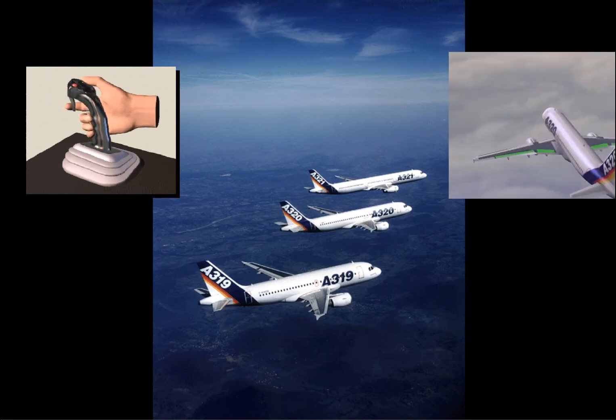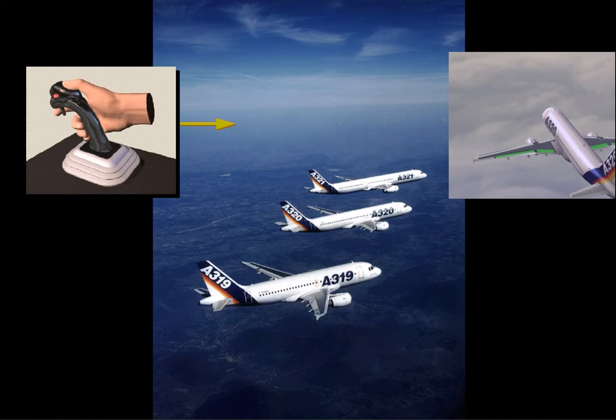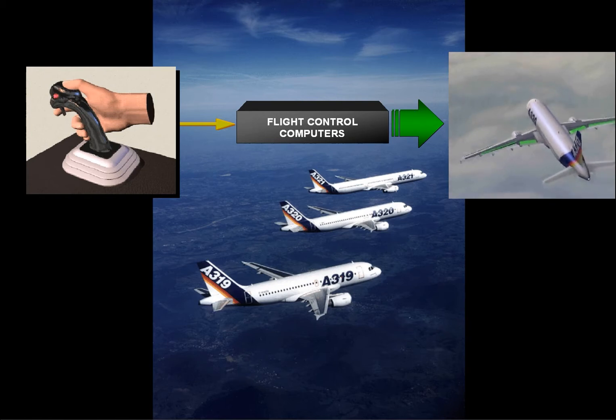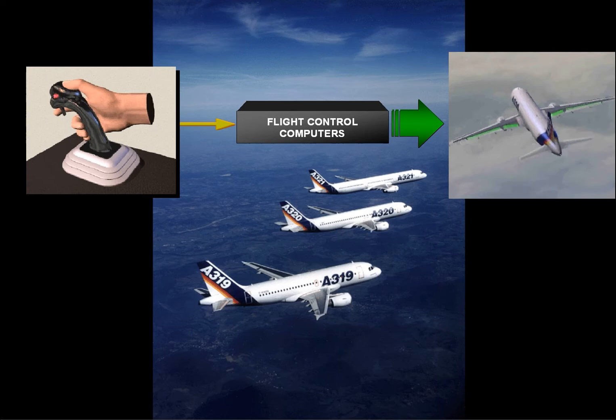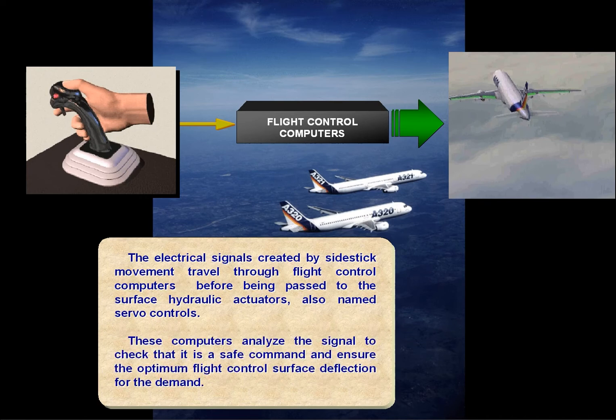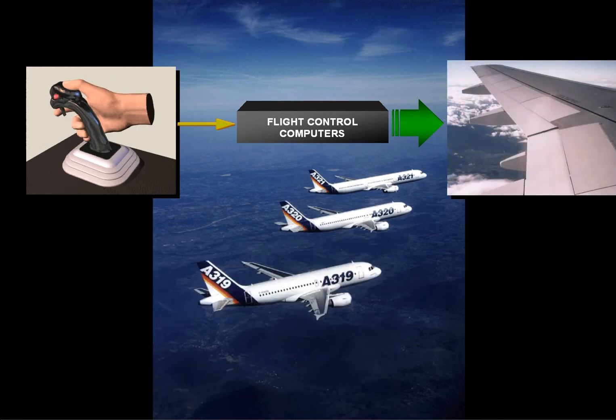The electrical signals created by side stick movement travel through flight control computers before being passed to the surface hydraulic actuators, also named servo controls. These computers analyze the signal to check that it is a safe command and ensure the optimum flight control surface deflection for the demand. This has advantages over conventional systems. It makes the aircraft extremely stable, enhances safety, reduces the workload of the pilot.